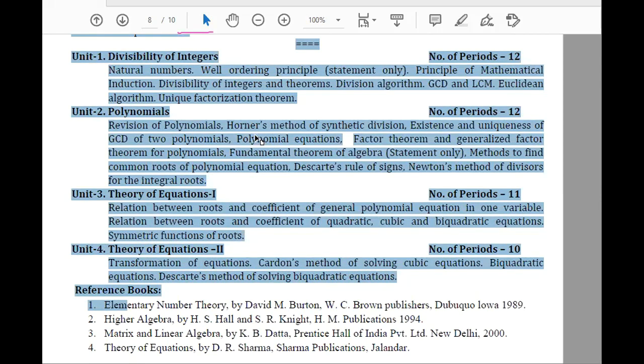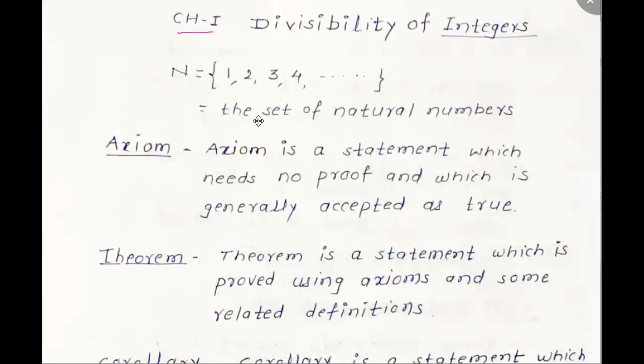Let us begin with chapter number 1, divisibility of integers. So capital N means the set of natural numbers. And what are the numbers in this set? 1, 2, 3, 4, and so on. So this is the set of natural numbers.